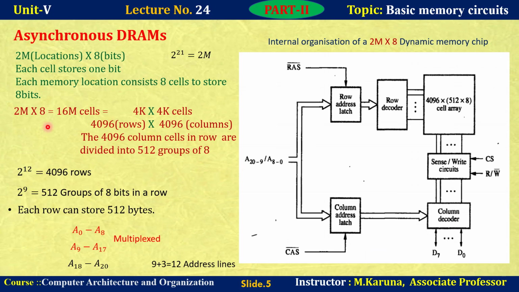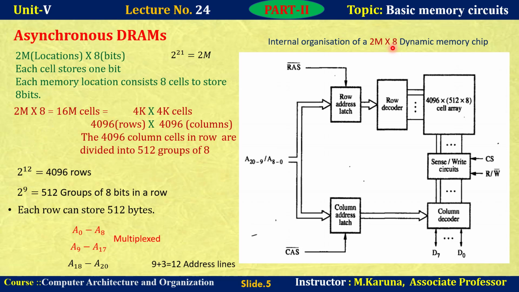Now, let us see the asynchronous DRAM's internal structure of a 2M into 8 dynamic memory chip. Okay, this is the internal organization of 2M into 8 dynamic memory chips. 2M means 2 mega locations. Each location stores 8 bits. 8 represents data, 2M represents memory locations. So we can say 2MB. B means byte. So 2M into 8.